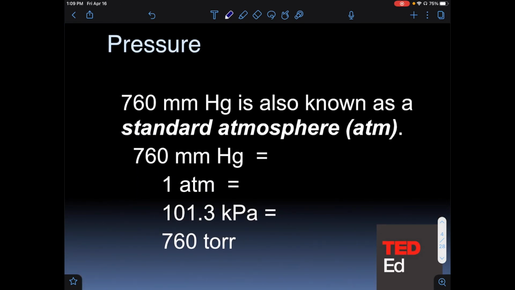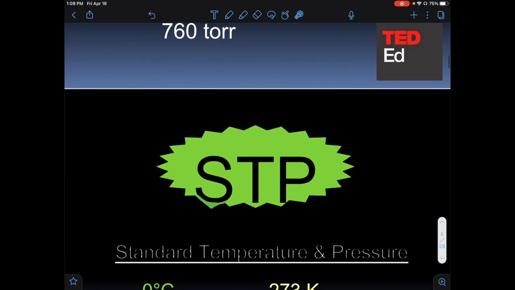Pressure is measured in several different units, so we're going to have to be paying attention to these units. 760 millimeters of mercury is known as standard atmosphere, or standard atmospheric pressure. And 760 millimeters of mercury is equal to 1 atm. This is also equal to 101.3 kilopascals, which is equal to 760 torr. When we do these problems with our calculator, we're going to have to pay attention to these units.